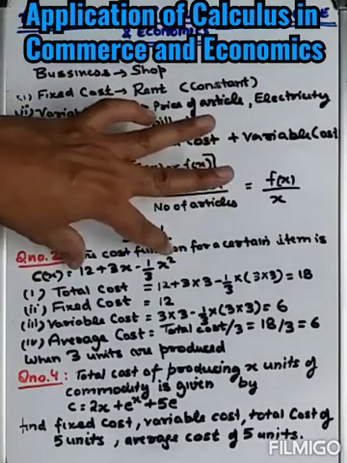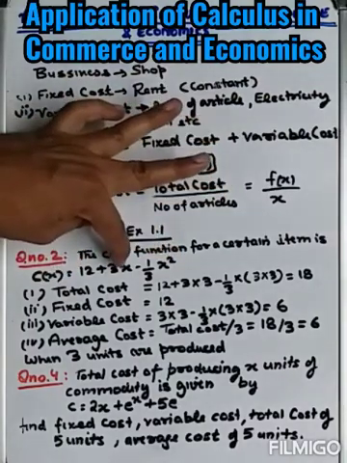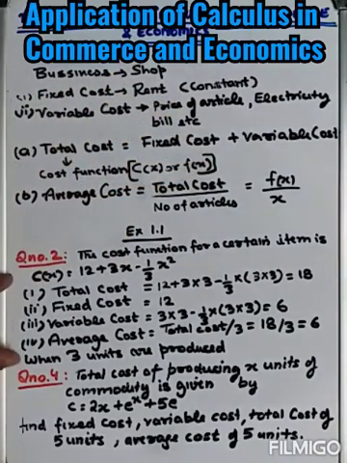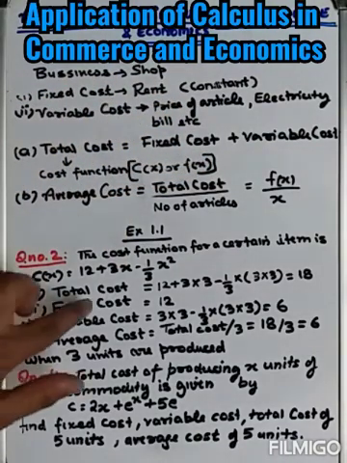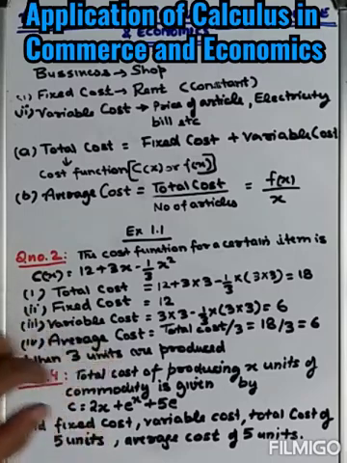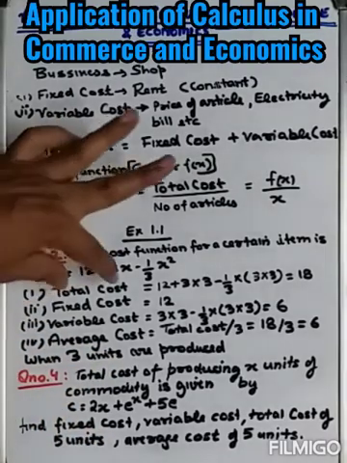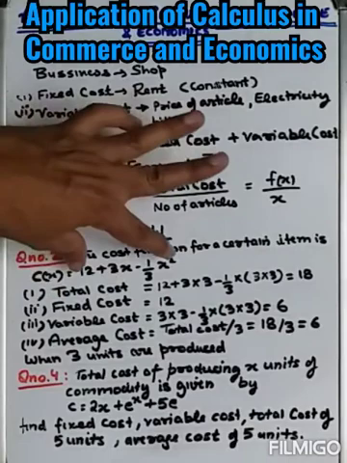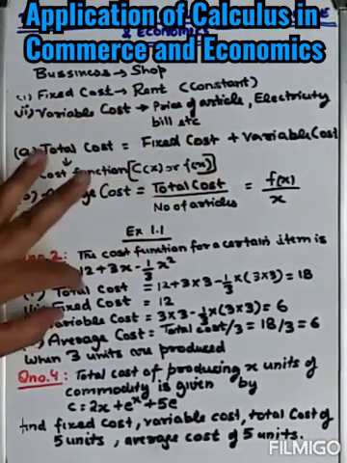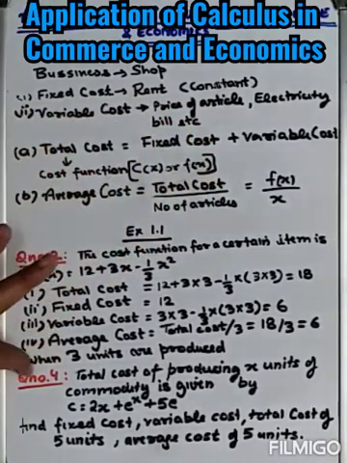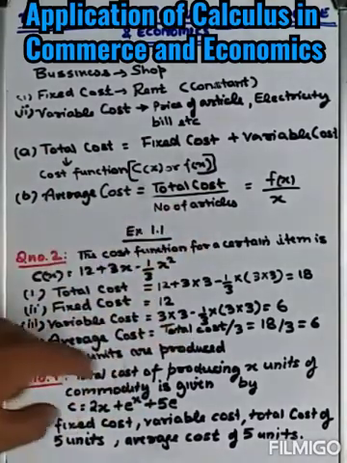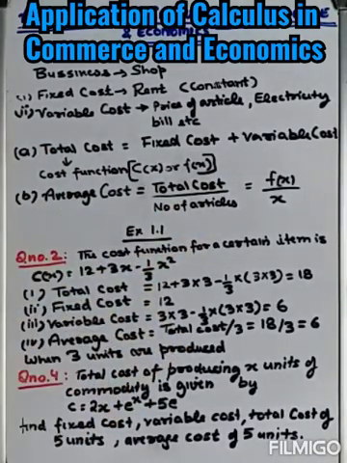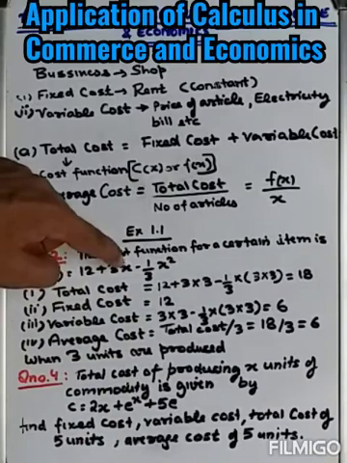This is the cost function. What is x here? x is the number of articles. So we have to find these 4 values: total cost, fixed cost, variable cost, and average cost. What is the total cost? Total cost, this is given to you. You have to find the total cost when you have sold 3 articles, or we have produced 3 articles. So put the value of x as 3.